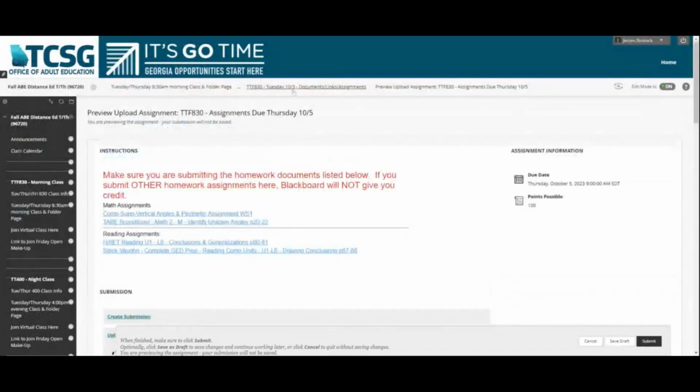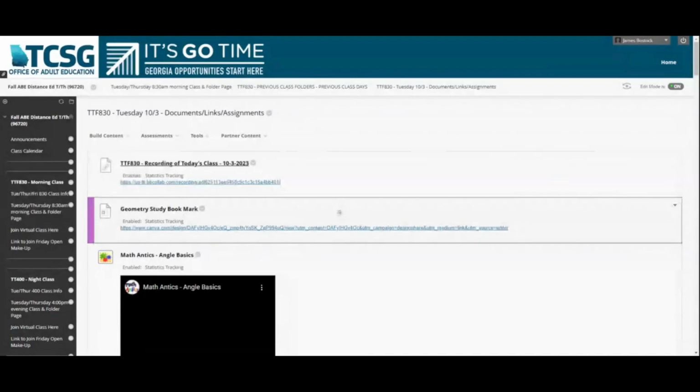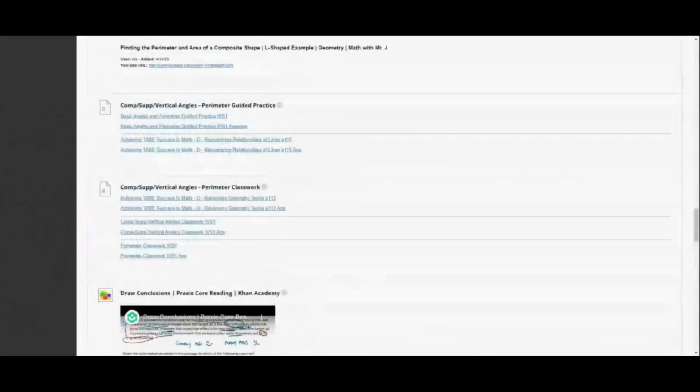So again, even though this is the folder for October 3rd, down here these are the assignments that are due on the 5th, but they get turned in on the 3rd. That's how you find all of the stuff that's here in Blackboard.